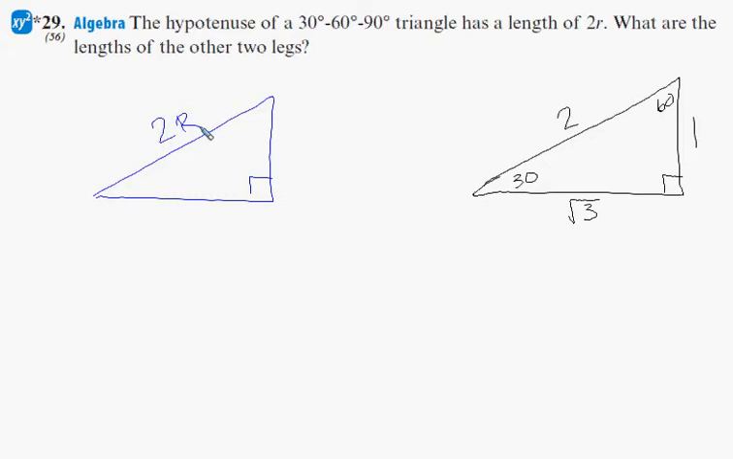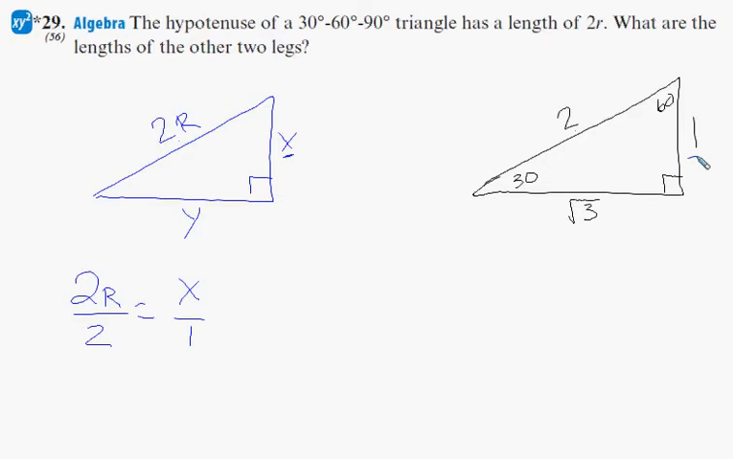So I'm going to give the legs that we're looking for actual values. I'm going to call the short one X, and I'm going to call this one Y. All right, so here we go. We can say 2r is to 2, right? Hypotenuse of the actual triangle to the hypotenuse of the reference triangle is equal to X over 1. See, I'm taking the X here over 1.